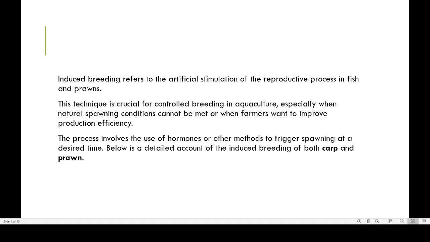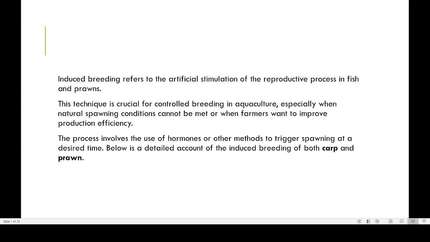But if we are cultivating fish on a large scale, we need more fish. We need young ones maybe throughout the year. So the only method is to artificially recreate this reproductive process every month. So this technique is crucial for controlled breeding in aquaculture, especially when natural spawning conditions, like heavy rain in monsoon season, cannot be met, or when farmers want to improve the production efficiency.